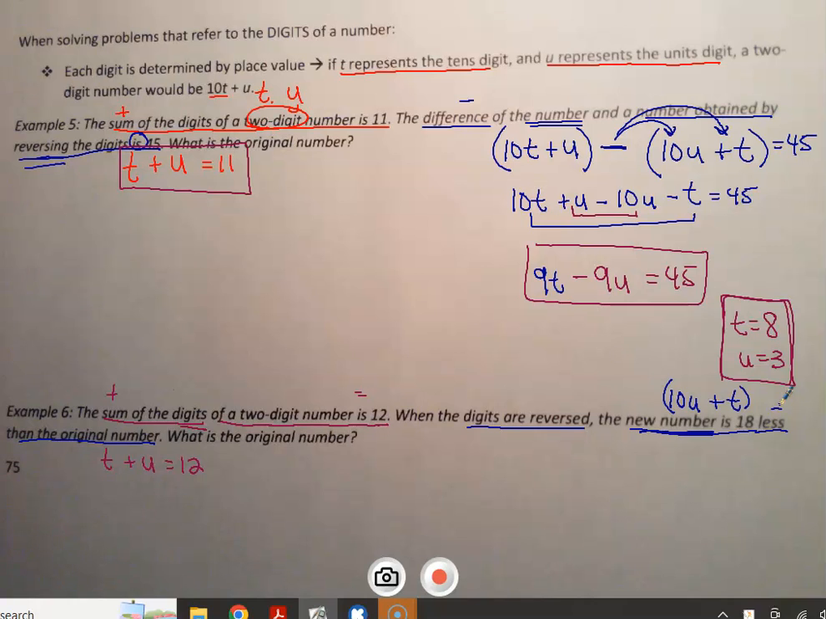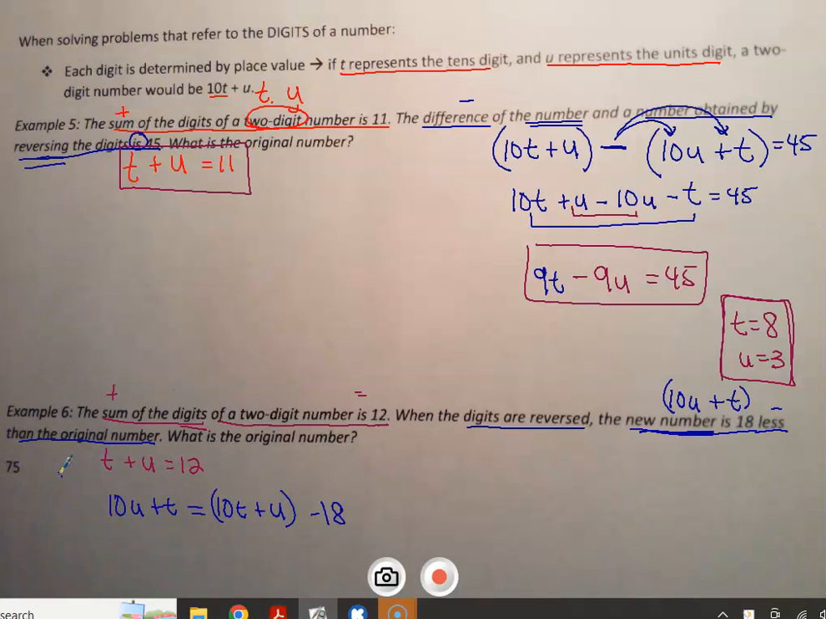So this equation is 10u plus t, that quantity, equals, well, 18 less is minus, so I'm going to put my 18 here. 18 less means we're subtracting 18 from the original number. The original number is 10t plus u. Okay, so on this one, we don't really have to have those parentheses. So you could get rid of them and go ahead and work it out.